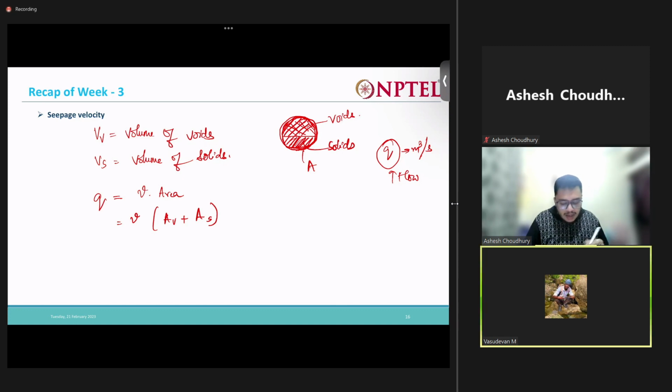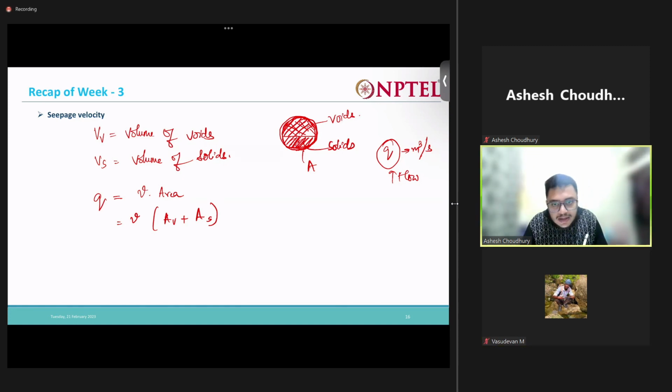My flow is not occurring through the solids part. My actual flow is occurring only through the voids, right? So I can equate this with the velocity through the voids, which is represented by Vs, into the area of voids only, because my actual flow is occurring only through the voids.